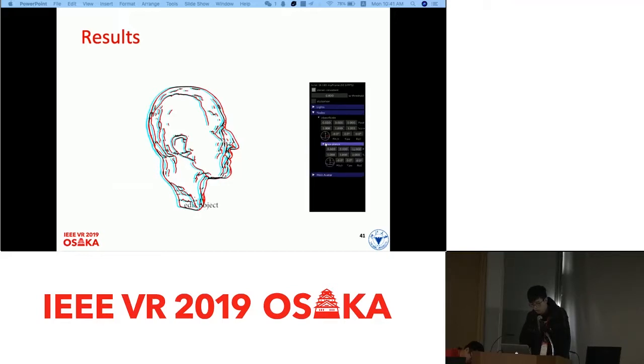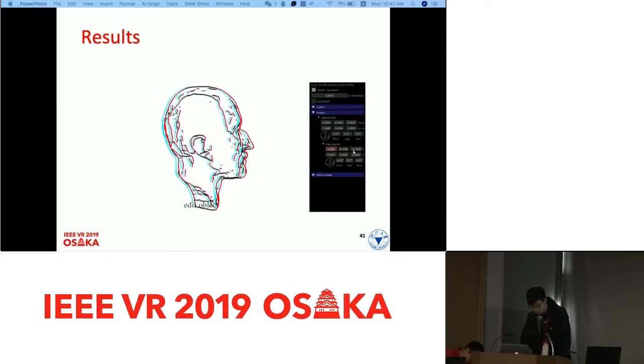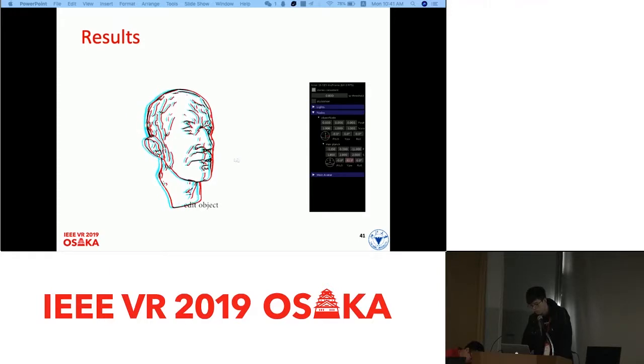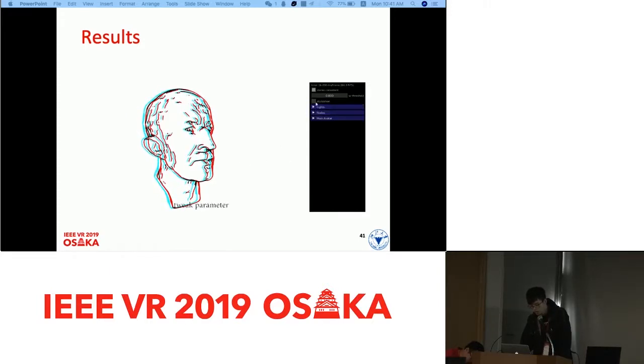This is a demo of our work. Since our method is efficient and does not rely on any pre-computation, we can edit the object and tune the parameters as desired in real time.